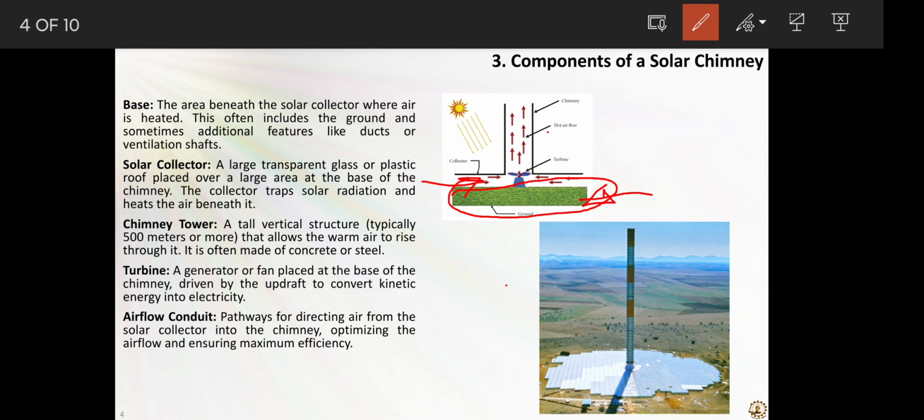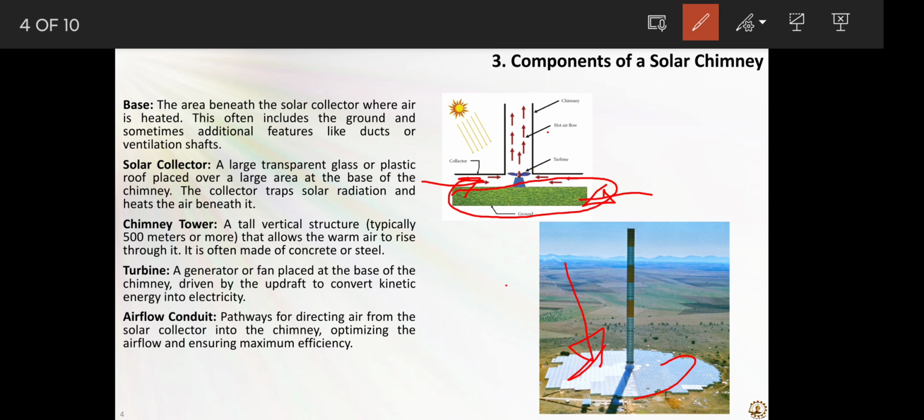Now the solar collector, in this figure you can find that shiny portion here. These shiny portions are basically your solar collector. When sun rays come, the sun's heat will be absorbed in this solar collector. Beneath the solar collector there is an empty space, or a duct is present there. In that the air will be heated. After that the heated air will move to the chimney.